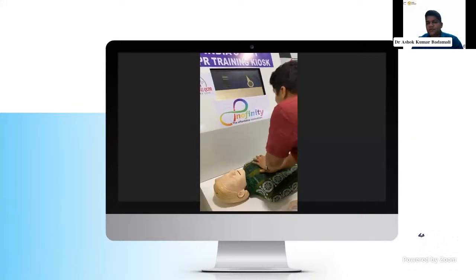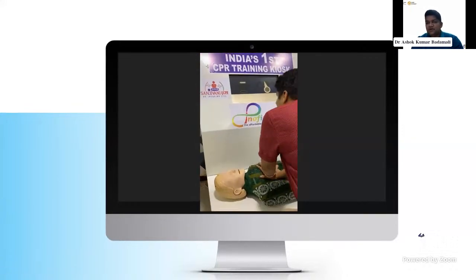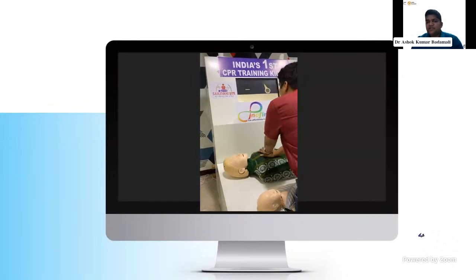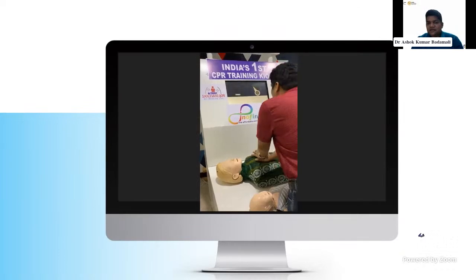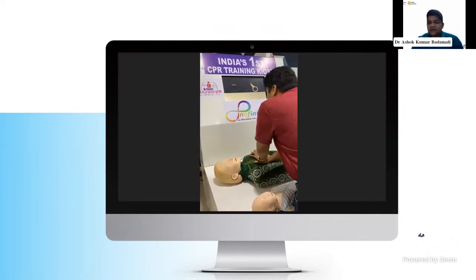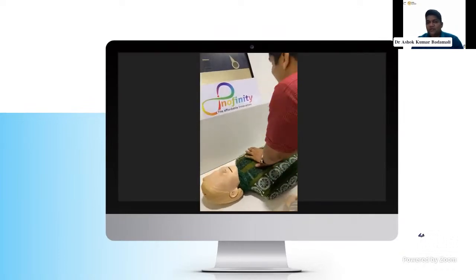At the end of the performance, the performer can get the score. What was the chest compression fraction he has provided? So that intermittently these things can upskill the healthcare worker or the common man also.